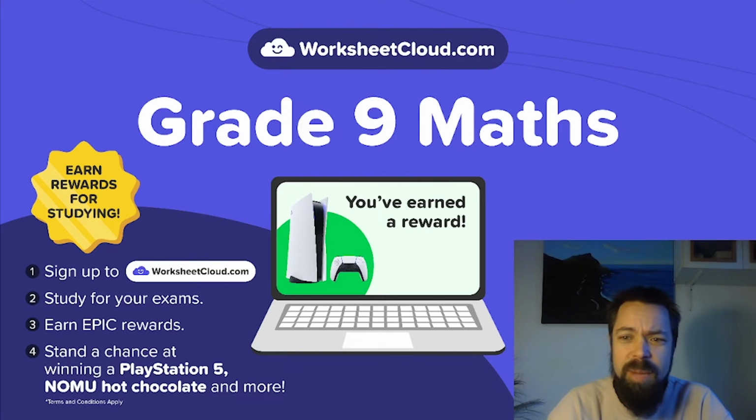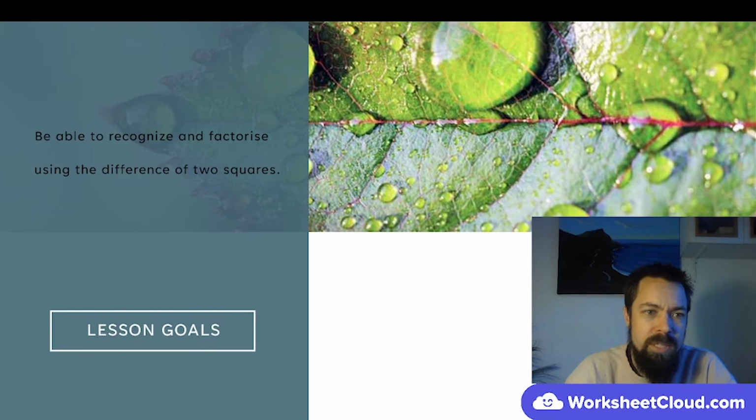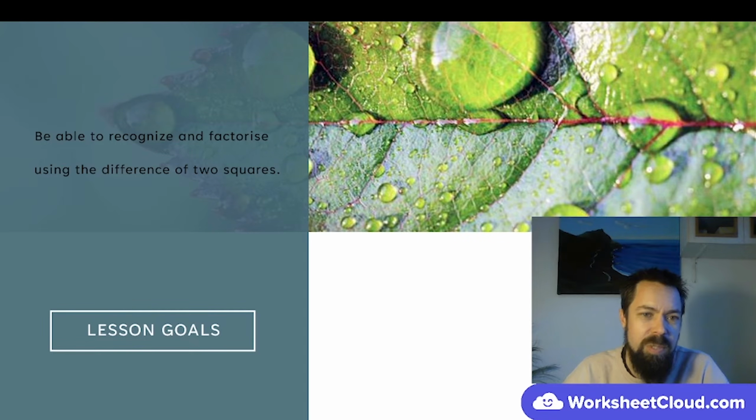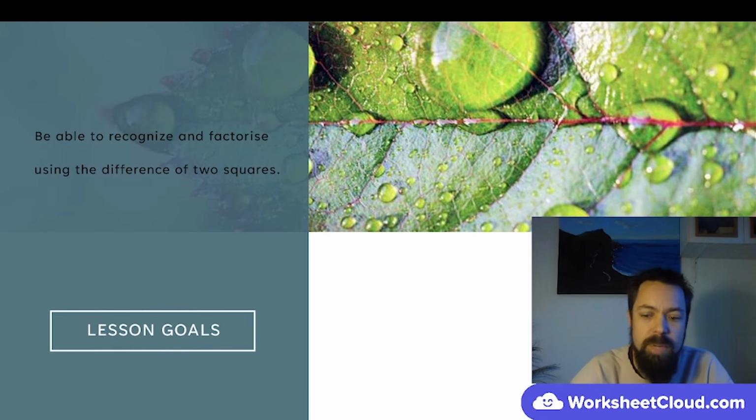Let's get on with the maths today. Okay, factorizing when we have the difference of two squares. My goal today is really straightforward and simple. I would like you to be able to recognize when it's the difference of two squares that we're going to use for factorizing purposes and be able to do it. So there's certain clues that I'll mention during the lesson. Things to look out for that indicate that it's probably going to be the difference of two squares.